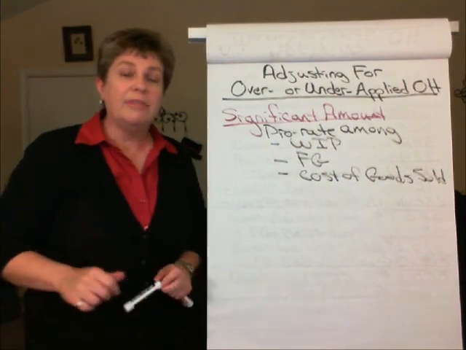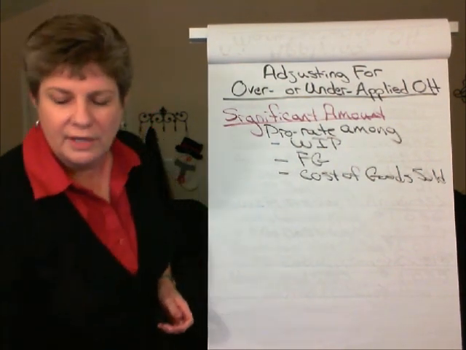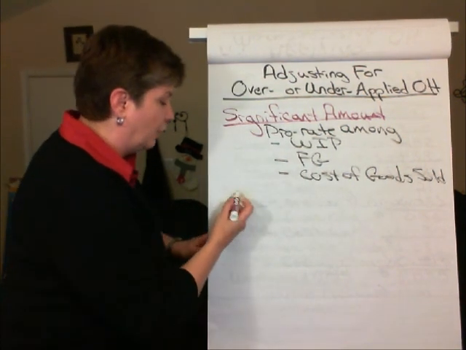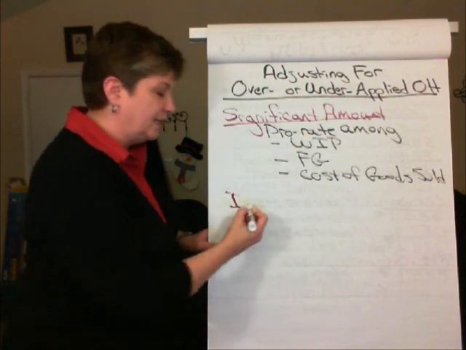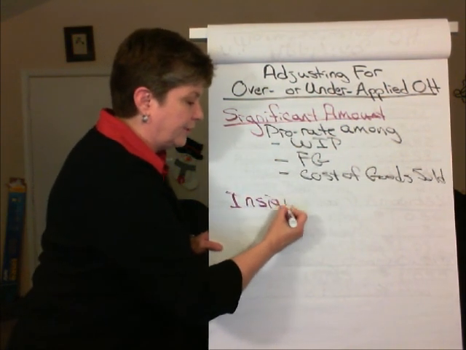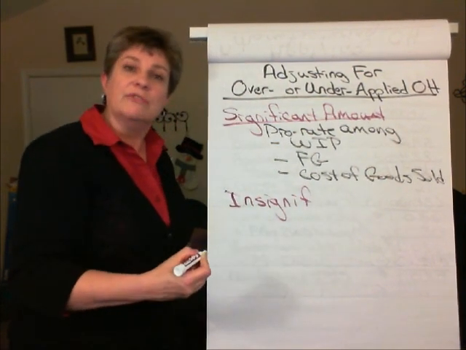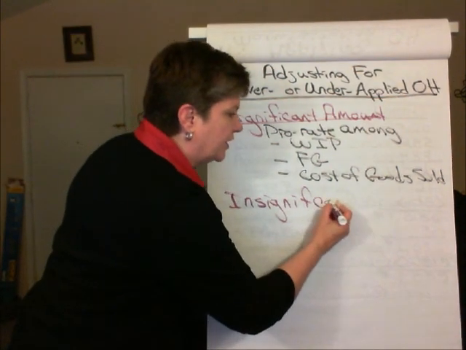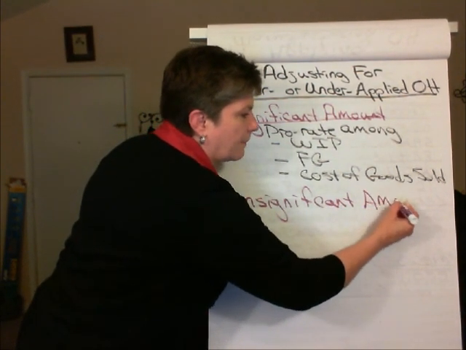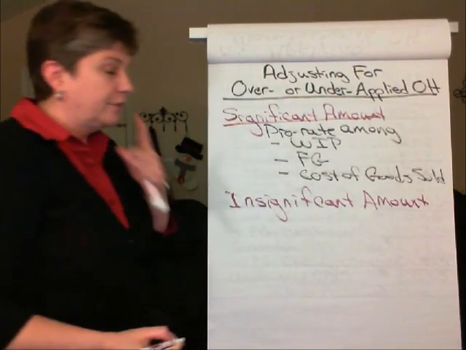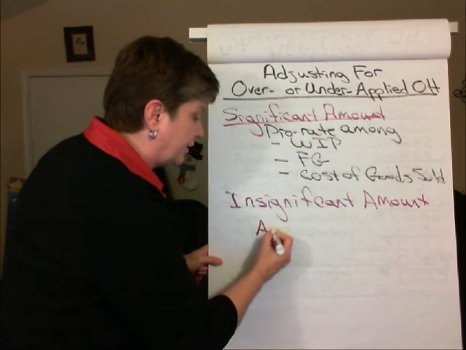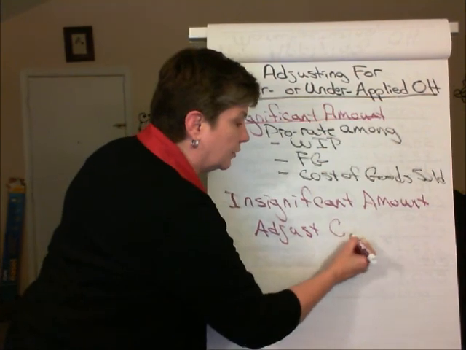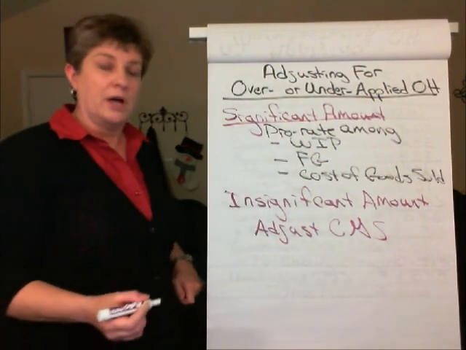Now, the method that we're going to focus on is the second method, and that is the method that is used when the amount of the over or under applied overhead is not large enough to make a difference. It's just a small difference based on the fact that estimates very rarely agree completely with actual. So if it's an insignificant amount, what we do with that difference is we simply adjust the expense account, cost of goods sold. We adjust cost of goods sold.